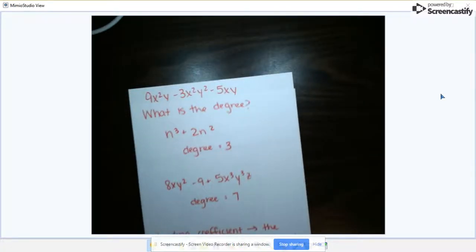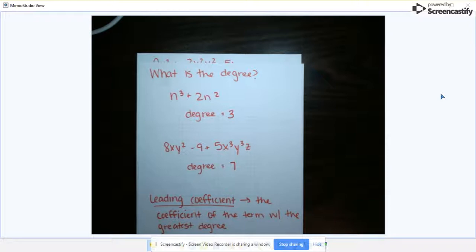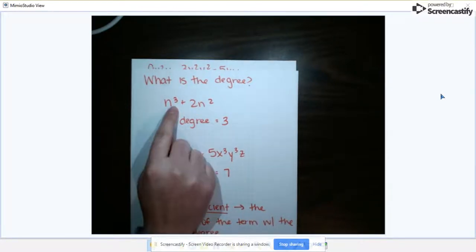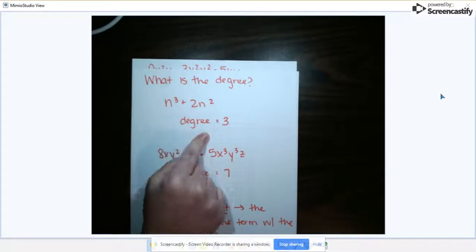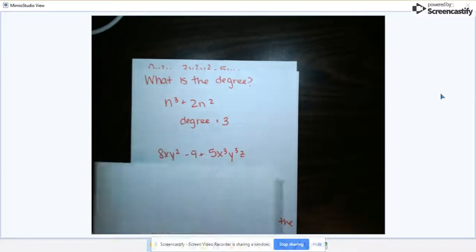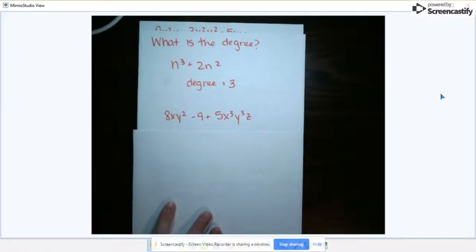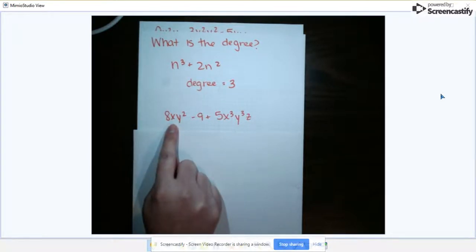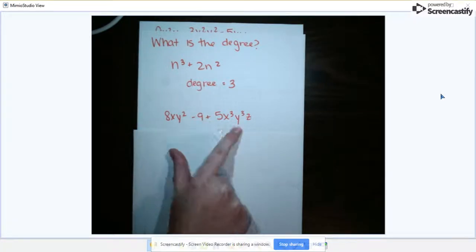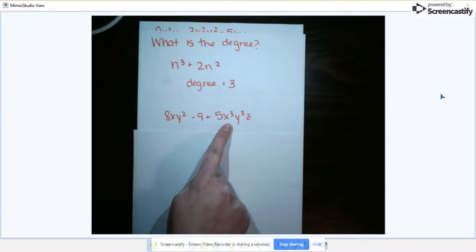Okay, so here's a few more. What's the degree of n cubed plus 2n squared? Well, again, here's degree 3, degree 2. The higher of those 2 degrees was 3, so degree 3. Now we're going to jump into a few more variables. We have 8xy squared minus 9 plus 5x cubed y cubed z. Well, if I want to know what the degree is, I look at each term. This term has degree 3, degree 0, and degree 7. So our degree is that highest degree of 7.